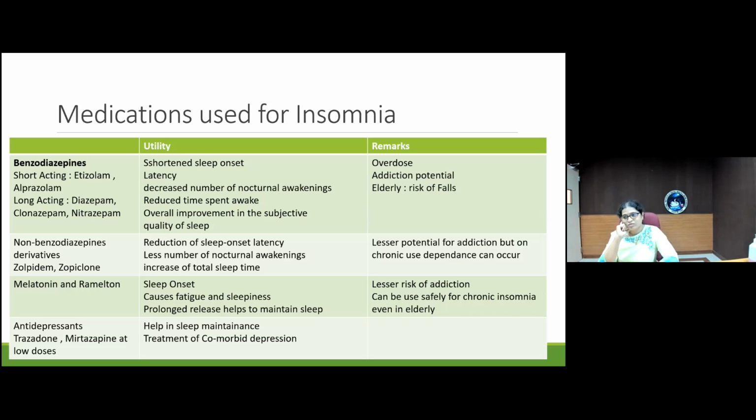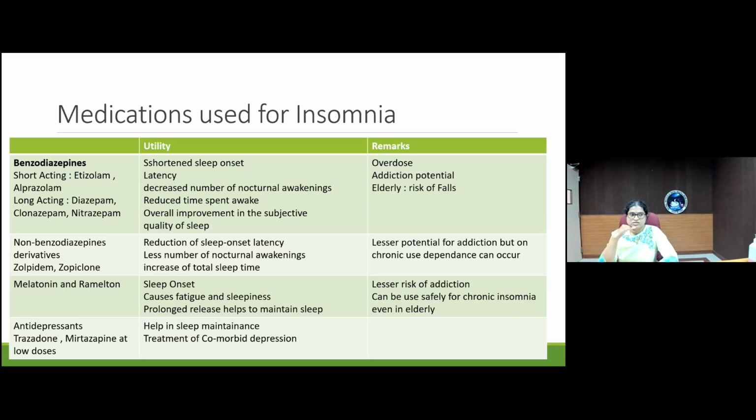Next is the melatonin and ramelteon. As we know, melatonin is a sleep hormone. So synthetic melatonin or ramelteon, which is a molecule similar to melatonin, acts on MT1 and MT2 receptors. These are beneficial, and this is helpful in sleep onset. It basically causes fatigue and sleepiness, leading to getting a person to fall asleep. Prolonged release preparations help to maintain sleep as well. Lesser risk of addiction, can be used safely in chronic insomnia, even in elderly with neurological conditions. And it is also known to be helpful in REM behavioral disorders.